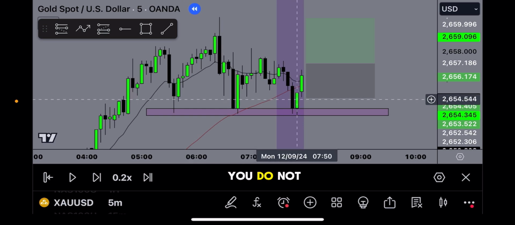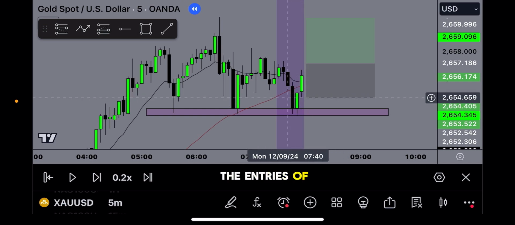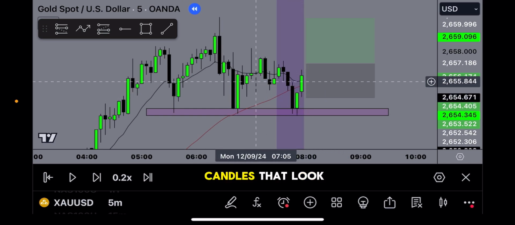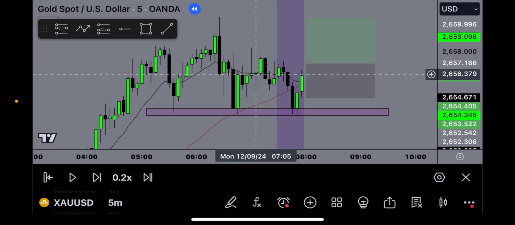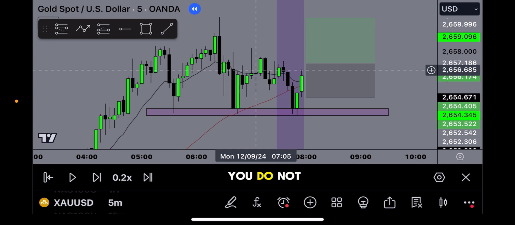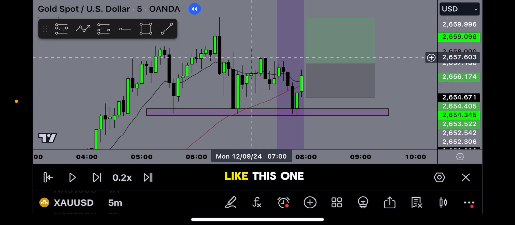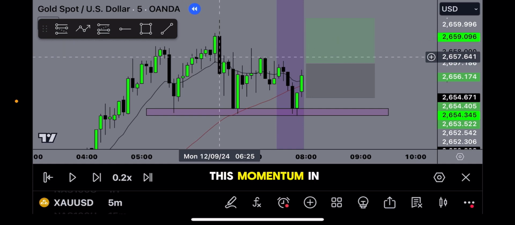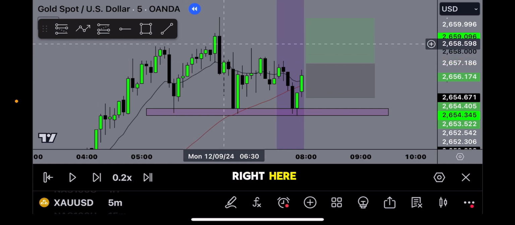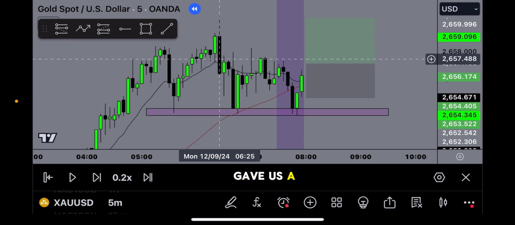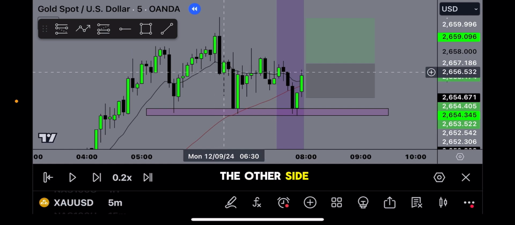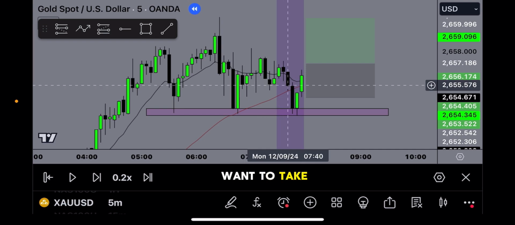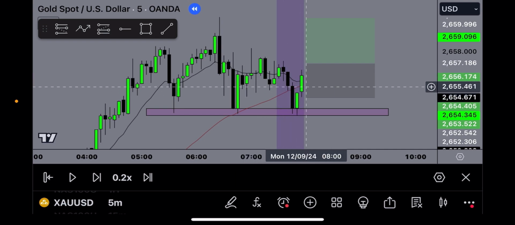You do not want to take the entries of 13 MA breakout candles that look like this, that cross the 13 MA line but are short. You do not want to take those type of candles, right? Like this one. You want big body candles that show this momentum in the market, like this candle right here that started from here and it gave us a big body and closed on the other side of the 13 MA line. Those are the type of candles you want to take for this strategy.